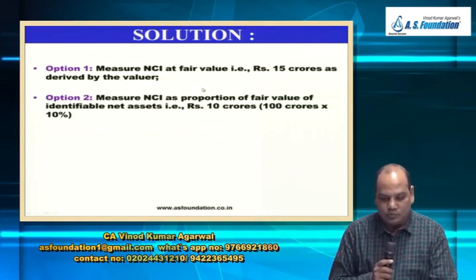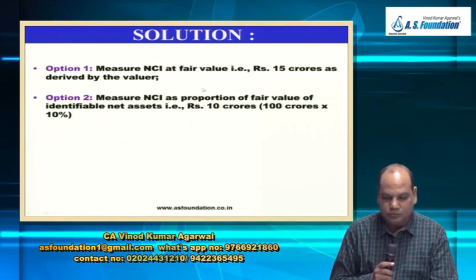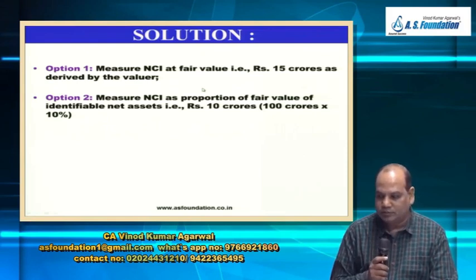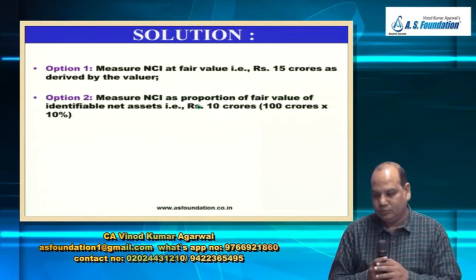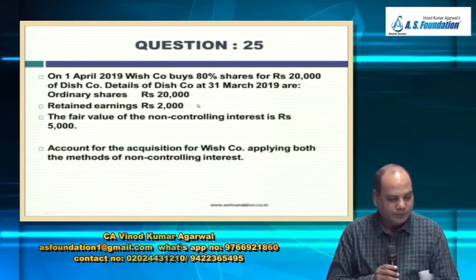Option 2, write down. Measure NCI as proportion of fair value of identifiable net asset, that is rupees 10 crore. 10% of 100 crore. Come to question number 25.